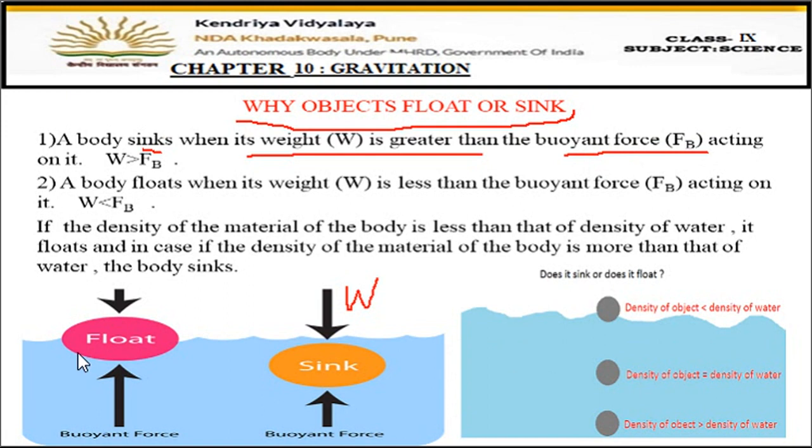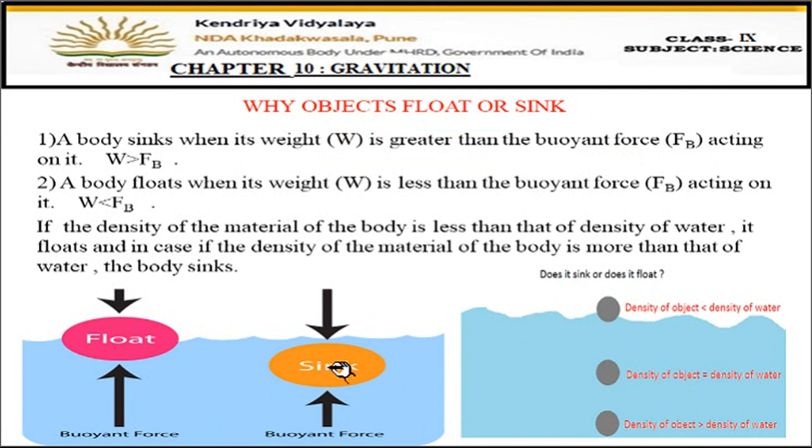Okay, weight is applied in the downward direction, because you have studied that weight is nothing but the force by which the earth pulls the object downward. So this is gravity or the weight of the object, which is acting in the downward direction, and the buoyant force is acting in the upward direction. Now if the weight of the object is greater and the buoyant force is less, then what will happen? Weight is more, that means the body will come down and sink at the bottom.